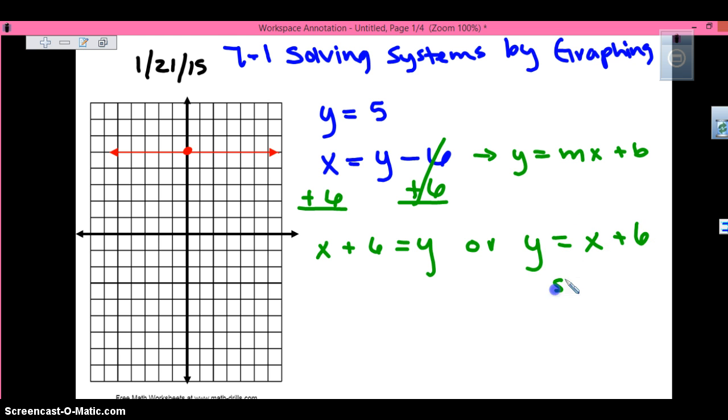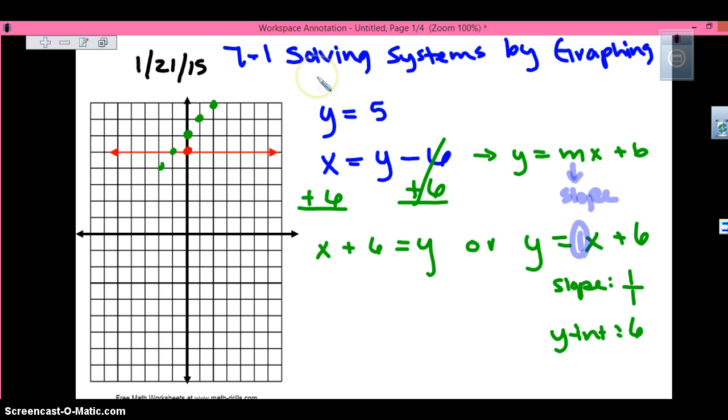What is our slope? Our slope is the number right in front of x. So in this case, slope is an invisible 1. That means our slope is 1 over 1, and our y-intercept is 6. We go to 6, 1, 2, 3, 4, 5, 6, and our slope is 1. Up 1, right 1, up 1, right 1, and we can move in the opposite direction. Down 1, left 1, down 1.